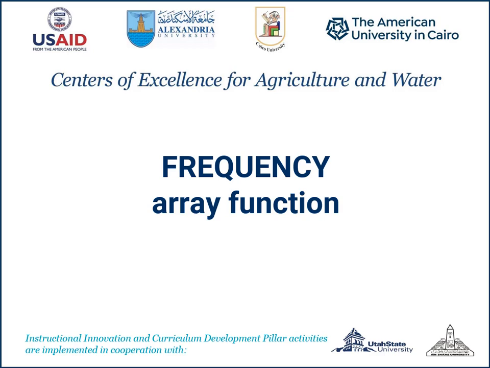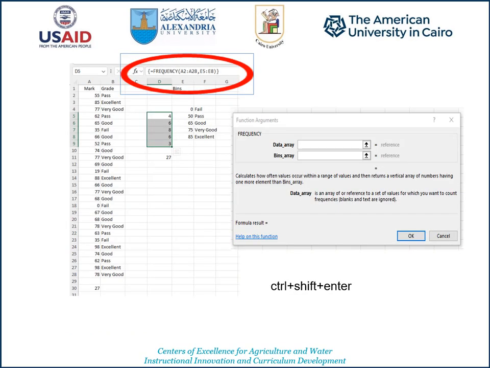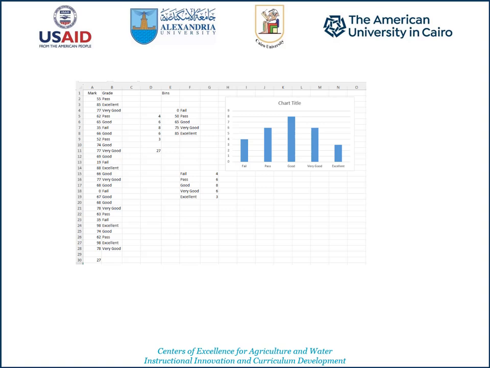We can use a frequency array function. It's a typical function in Excel that produces more than one answer, where the answers appear in the rectangular green highlighted area here, and you have to specify the data array and the bins array, and then you can press Control Shift Enter to produce the output in an array, as you can see.